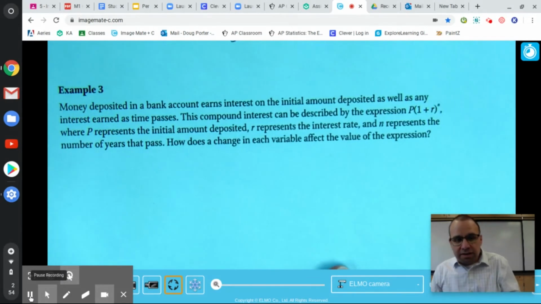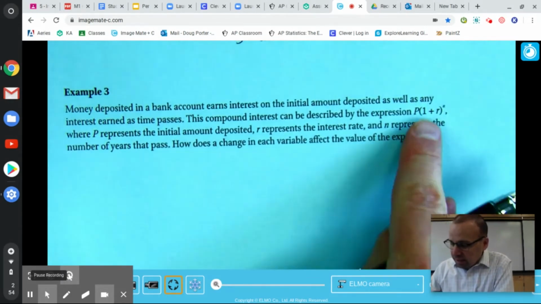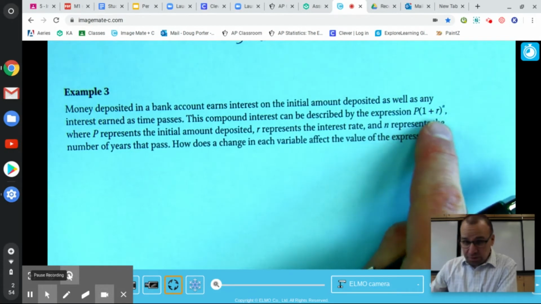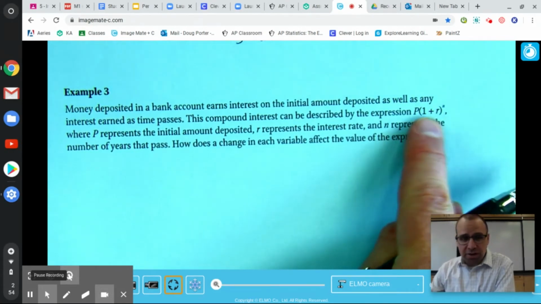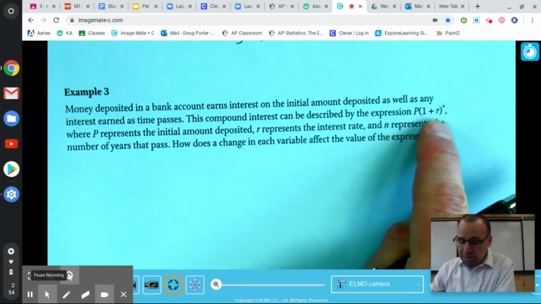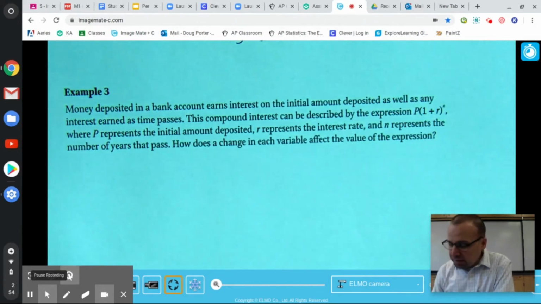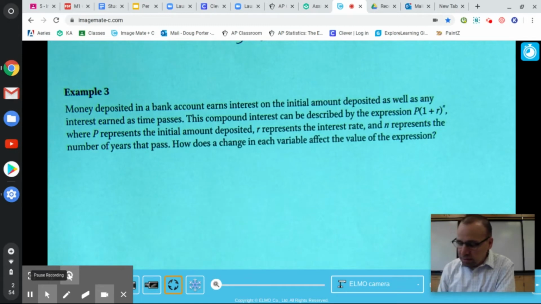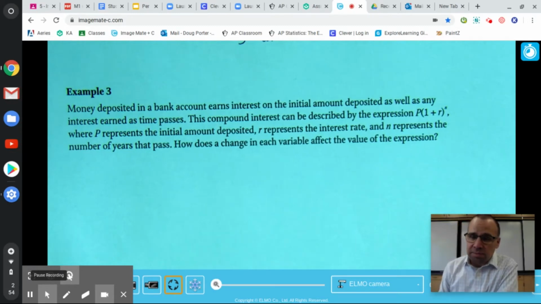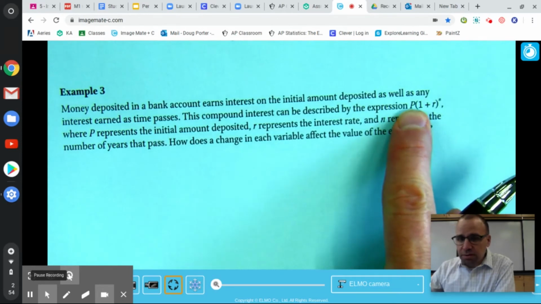And finally, money deposited into a bank. Be very familiar with this expression here, and then we're going to get into compound interest. But let's talk about this. Money deposited in a bank account earns interest on the initial amount deposited, as well as interest as time passes. The compound interest can be described by the expression P, which is your principal. This is your original amount.